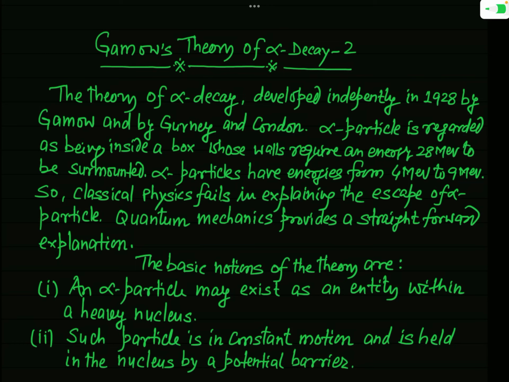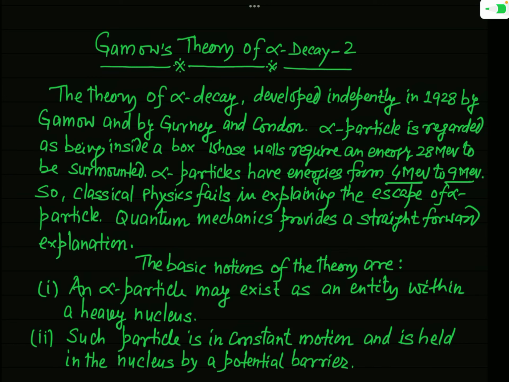But the alpha particle has a kinetic energy which ranges from 4 mega electron volt to 9 mega electron volt, and so the alpha particle, according to classical physics, will surmount this wall only when its energy is 25 mega electron volt to 28 mega electron volt. But as its energy lies between 4 and 9 mega electron volt, according to classical physics the alpha particle will just rebound from the wall of the nucleus, and so it cannot escape from the nucleus.